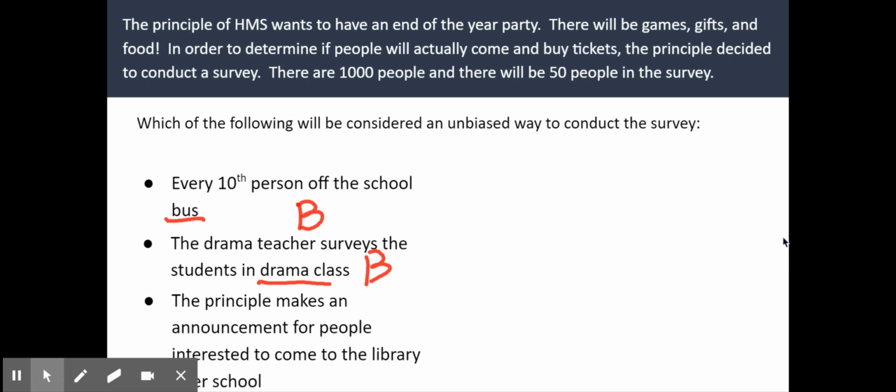Next is the principal makes an announcement for people interested to come to the library after school. This would be considered biased because we're only looking at volunteers here. Not every person in the school has a fair chance because some people might need to rush off to carpool, or they have a club, or a meeting with a teacher, and so this would only be volunteers' point of view.